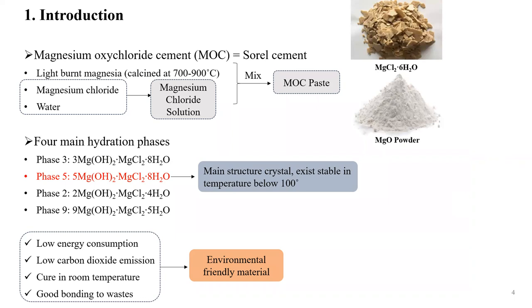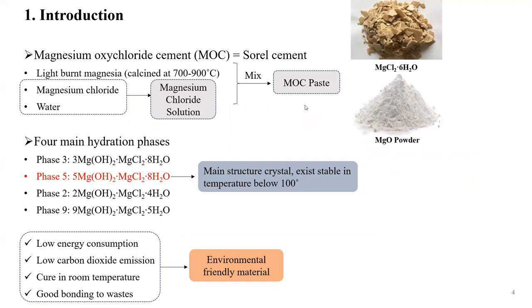And of course, there are many different efforts, various research has been made to get a green cement. One of the green cements, which is named magnesium oxychloride cement, MOC, also called soil cement, is actually a very green cement. This cement is usually made of three materials. One is the light burned magnesium, this is the MgO powder, and usually this MgO powder is calcined at 700 to 900 degrees C. Another material is magnesium chloride, as shown in this picture, and also water. When the magnesium chloride is mixed with the water, the magnesium chloride solution is formed and then mixed with the MgO powder, and that will form the MOC paste.